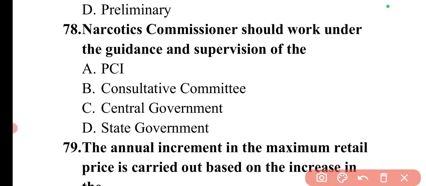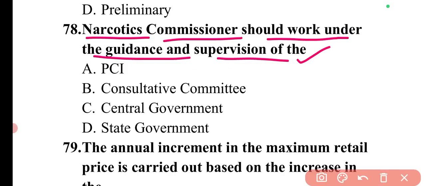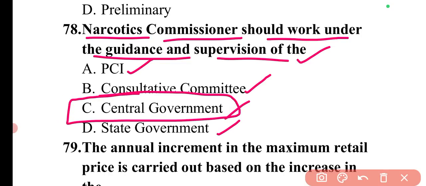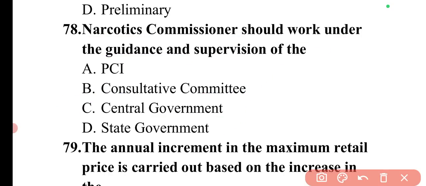Next question is, Narcotics Commissioner should work under the guidance and supervision of the, options are PCI, consultative committee, central government, or state government. The correct answer is option number C, central government.